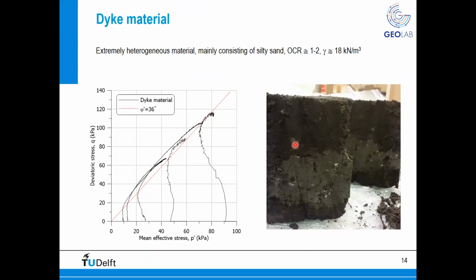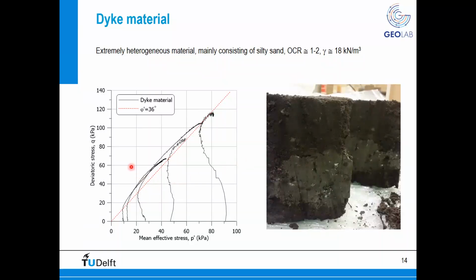So the dyke material, as I mentioned multiple times, is extremely heterogeneous. It consists of silt and sand with some gravel inside, OCR between 1 to 2, and a bulk unit weight of 18 kilonewton per cubic meter. You see here an inclusion of silt inside a sample, so you clearly see how heterogeneous this material is.